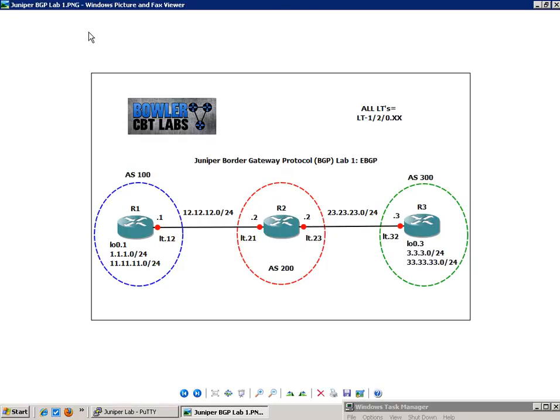So in this network diagram we have again three routers, router 1, router 2, and router 3. Router 1 is in Autonomous System 100. Router 2 is in Autonomous System 200, and Router 3 is in Autonomous System 300.